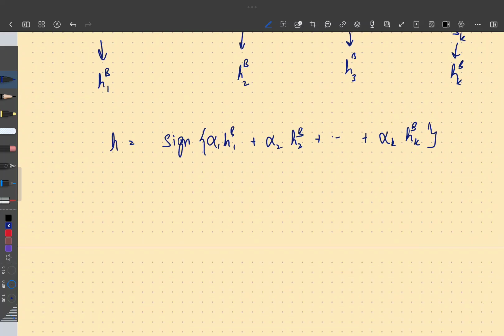Let's take, say, h equal to sign of h1b plus h2b plus h3b, right? So now when is this positive? Each HIB can take values only +1 or -1, right? So this is positive only if at least 2 of them are +1. It's negative if at least 2 of them are -1.